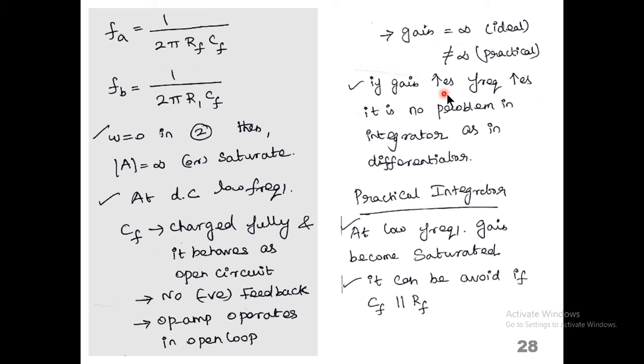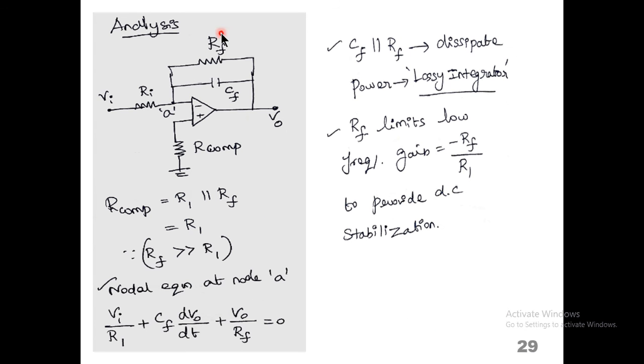If the gain increases, the frequency also increases. This is no problem in the integrator as it is in the differentiator. So the practical integrator at low frequency becomes saturated. To avoid that, RF can be connected in parallel with CF. A slight modification is done on the feedback side: RF is connected in parallel with CF. The compensation resistor is equal to R1 parallel RF, so approximately it is equal to R1.